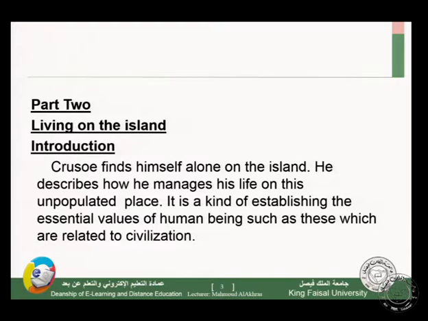So we can see Crusoe on this isolated island. He couldn't see any person on this island. It's a kind of establishing the essential values of a human being, such as those related to civilization. So we are going to start from the early beginning of civilization with Crusoe. He tries to be civilized from the beginning of his life on this island.